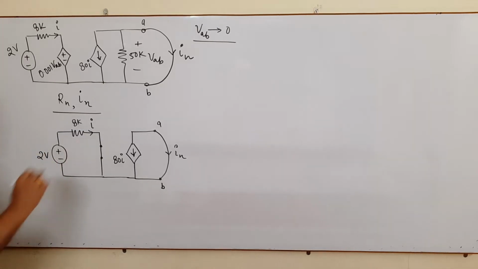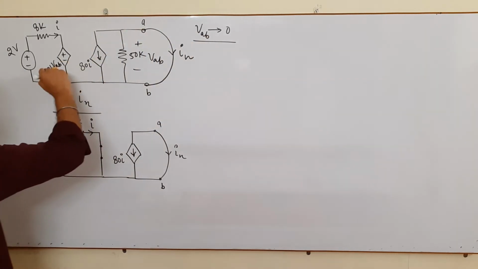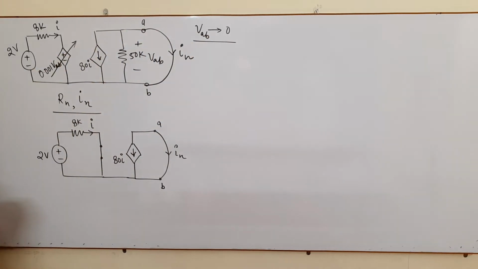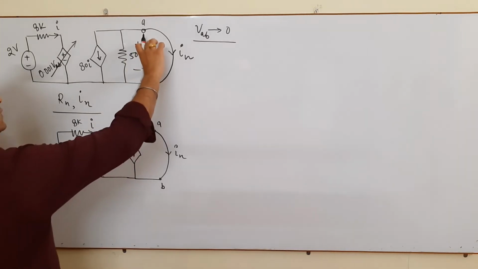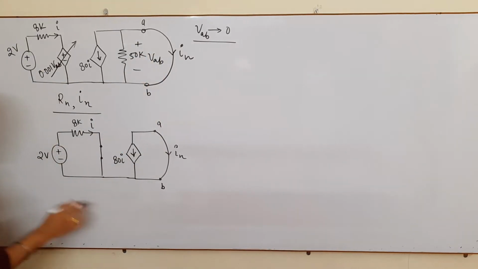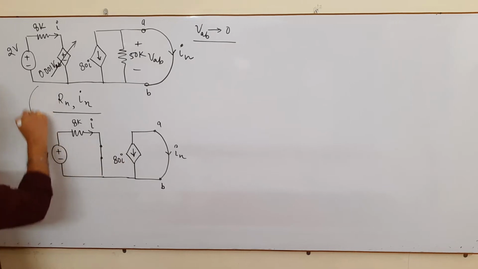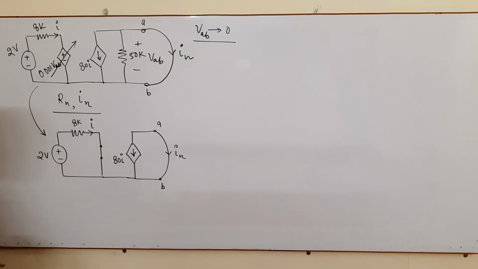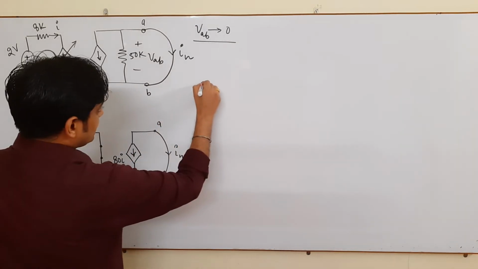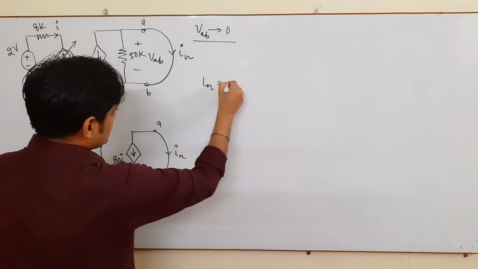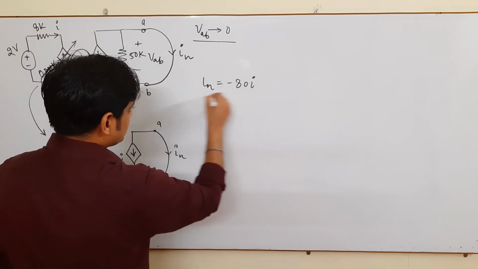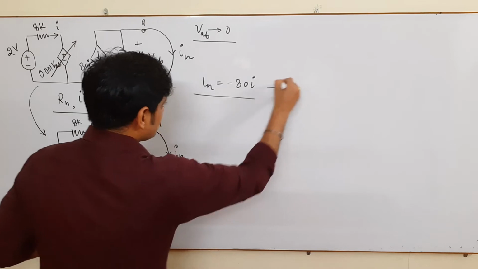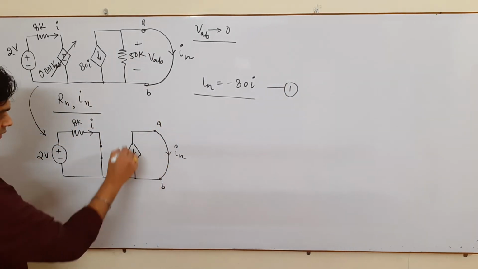Now see, when VAB goes to 0, this source also goes to 0 because it is a dependent source. It depends upon the value of VAB, and this also gets short circuited. So finally this is your Norton network. Now from here you can say that the value of IN is minus 80I. Yes, this is our first equation.